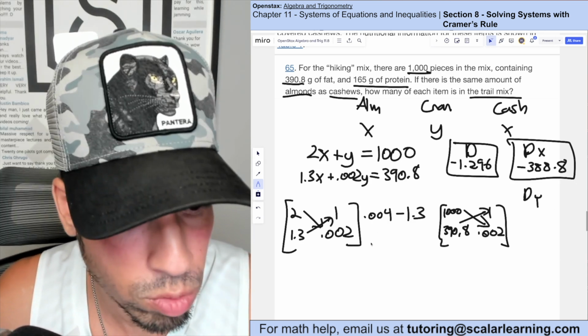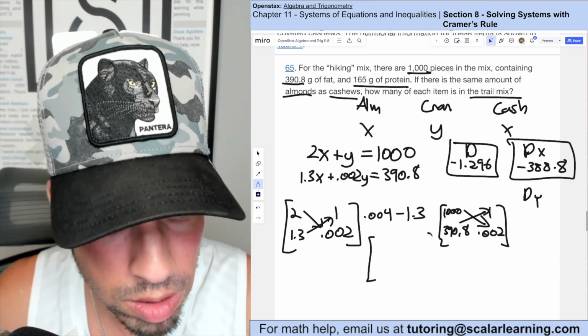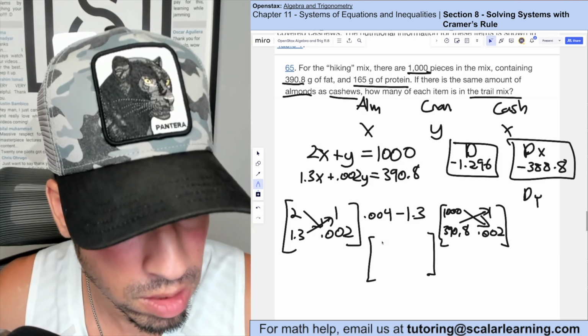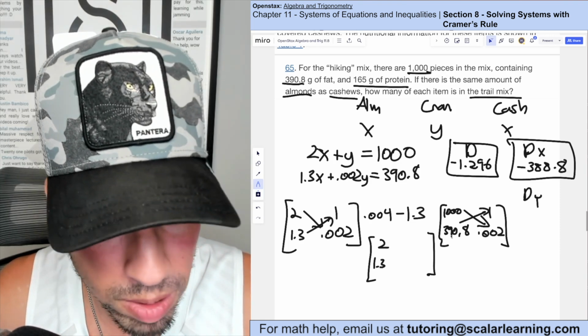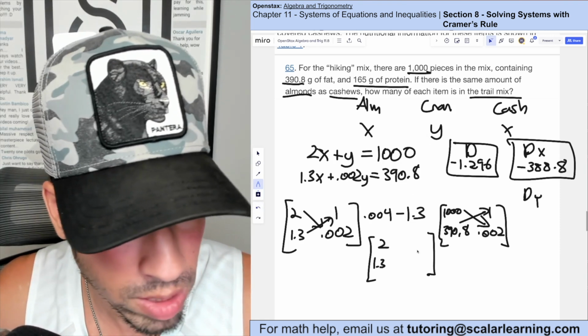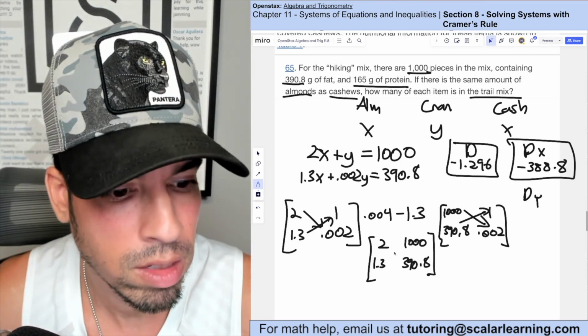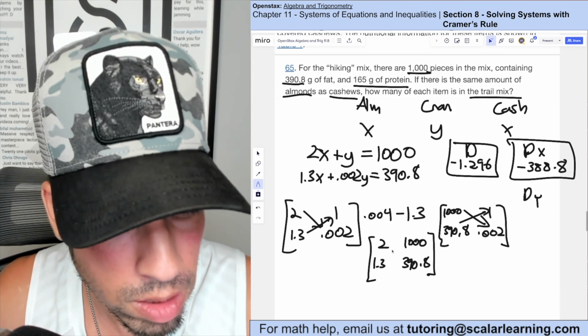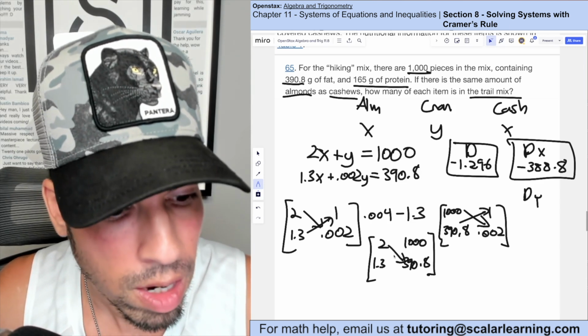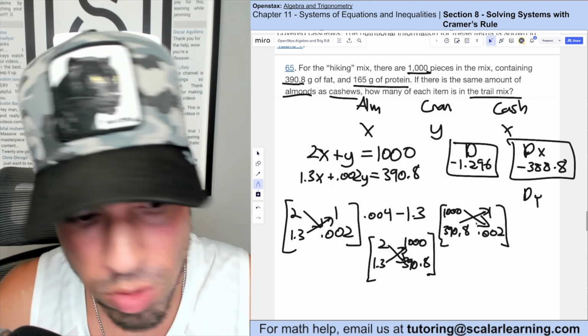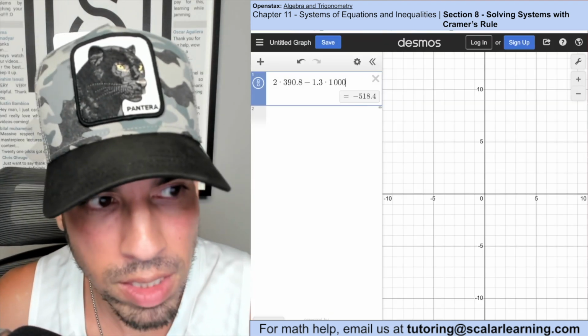Last but not least, let's do dy. Let's make a little room. Let's put in dy here. So here we keep the x's as is, 2 and 1.3. Replace the y's with these guys. So we got 1,000 and we got 390.8. Okay, then to get the determinant, we go this guy minus this product. Let's do that in Desmos. And we get negative 518.4.